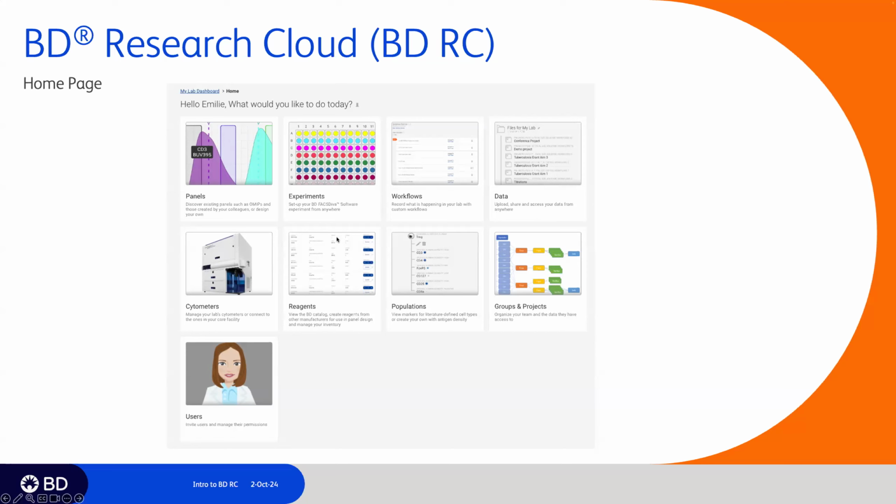In the reagent section, this is where you would manage your reagent inventory and titration information. Populations, this is where you can define which markers are used to identify different cell populations that are of interest to you in your lab. You can assign antigen density, and then you can use that population information during panel creation. And then lastly, the other two, groups and projects. This is where you manage your different groups, so which users belong to which groups, what projects are within those groups, and then the users, which groups they belong to, and what permissions they have within those groups.